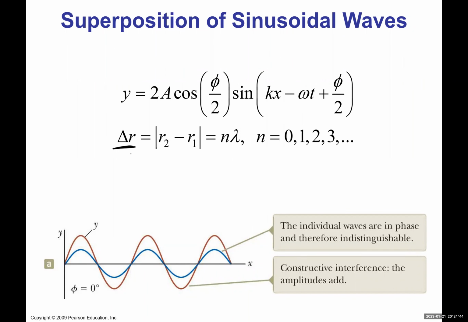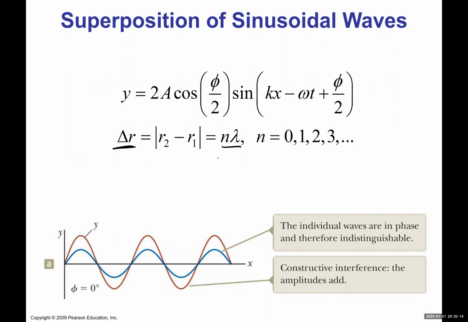And then what I get here is that this delta R, which is R2 minus R1, is equal to n times lambda, where n here is equal to 0, 1, 2, 3, and so on and so forth. That means I can basically relate the path length difference to this particular equation and to the wavelength of the waves. All right, so we can see that, for example, here there's a picture of that.